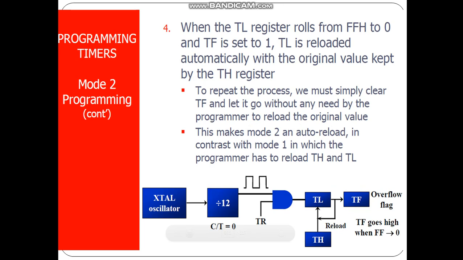Once it becomes 1, then what has to be done? Then whatever value is there in the TH register will be automatically reloaded into the TL register. Then we have to clear the TF flag for the next round.